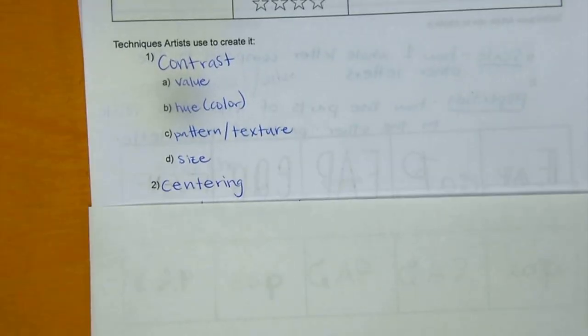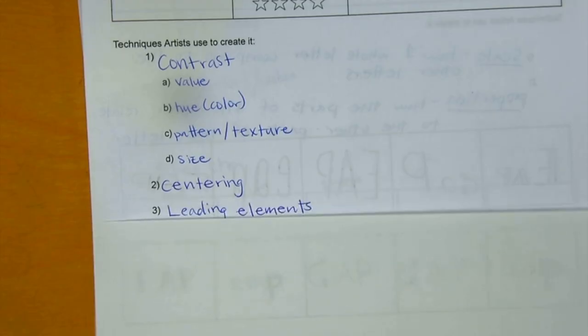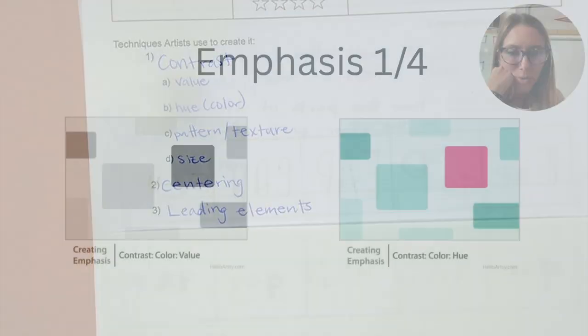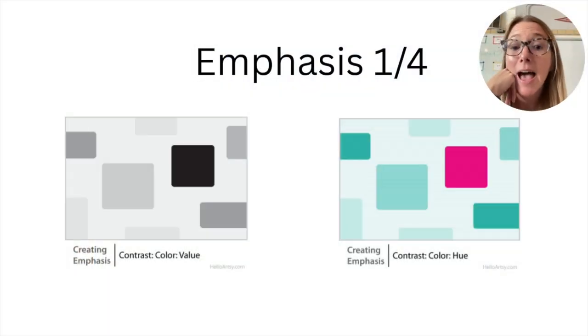They can also use centering, things that are in the center draw our eye to them. So we can put things in the center. Then they can also have leading elements. This is like 1-point perspective where the lines point towards something that makes our eyes draw to that. Okay, so let's take a look at how artists use emphasis in their artwork. So I just want to give you some visuals of what we just took down in our notes.